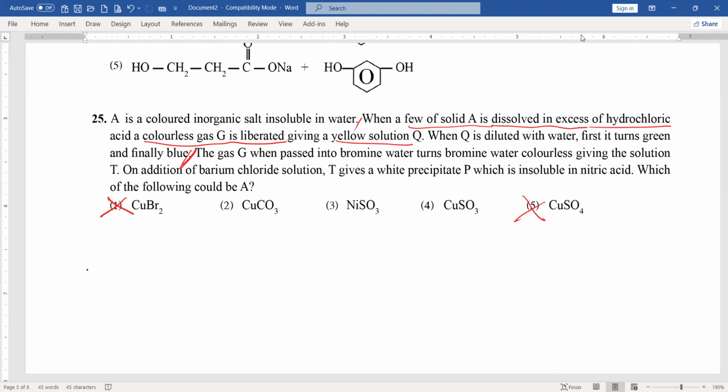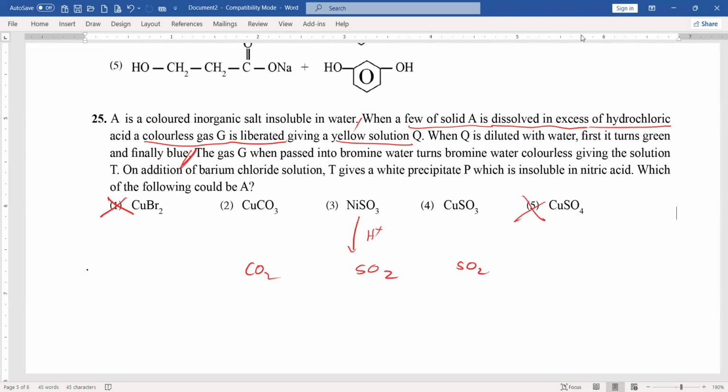Hydrochloric acid is added. When we add an acid to each of these, this will liberate CO2, this will liberate H2S, and this will liberate H2S. Why? Any carbonate, any sulfide will liberate colorless gases when treated with an acid. If you have S2- ions, then S2- will liberate H2S. Right. Then colorless gas is liberating. That's okay. And the yellow solution.